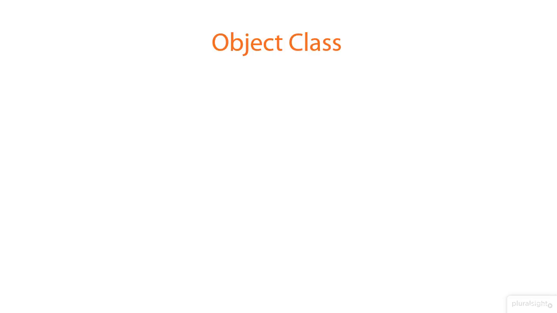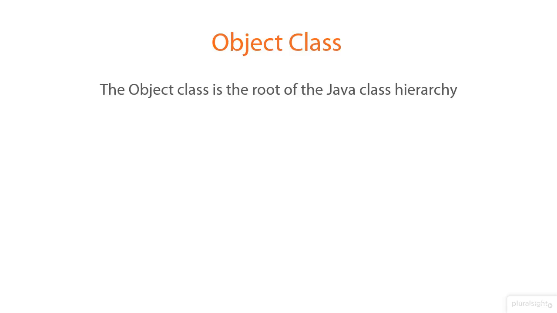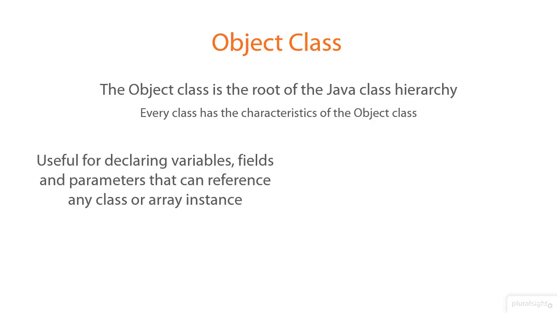One of the built-in classes that Java provides is the Object class. The Object class is the root of the Java class hierarchy. What that means is that every class in Java, whether it's a built-in class or one you create, has the characteristics of the Object class. Using the Object class, we can declare references that can point to any class type.